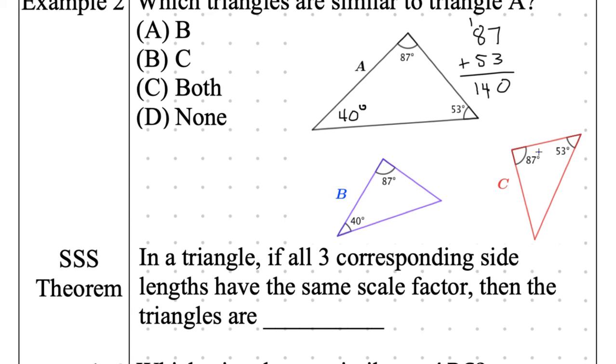So if I checked triangle C, 87 and 53, even with the information that was given, it's clear that I matched up two angles. By the angle-angle theorem, I can say yes. I can circle C. C is definitely similar. It might not be congruent, but it's definitely similar.